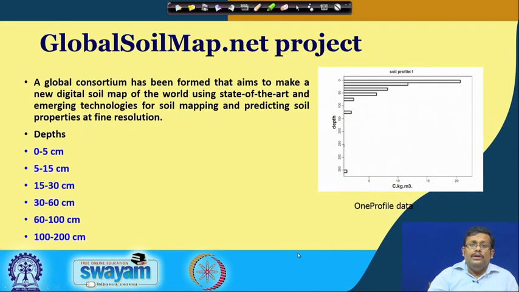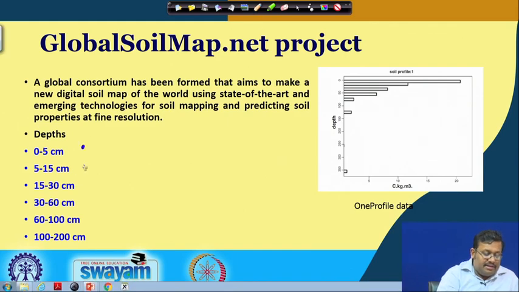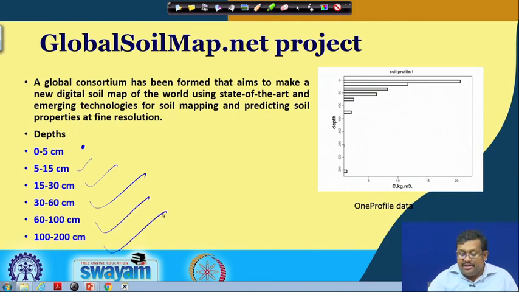So, as I have told you, the GlobalSoilMap.net project is a global consortium that aims to make a new digital soil map of the world using state of the art and emerging technologies for soil mapping and predicting soil properties at fine resolution. They have prescribed 6 standardized depths: 0 to 5 centimeter, 5 to 15 centimeter, 15 to 30 centimeter, 30 to 60 centimeter, 60 to 100 centimeter and 100 to 200 centimeter.